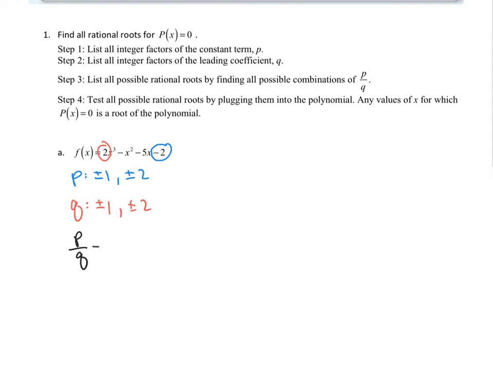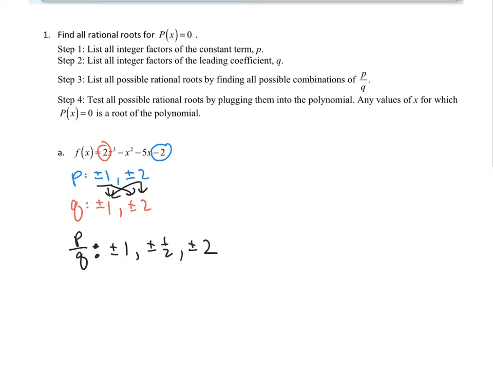First, I am going to take the plus or minus 1 for p, put that on top, and I can have plus or minus 1 over plus or minus 1, and plus or minus 1 over plus or minus 2. That gives me plus or minus 1 and plus or minus 1/2. Then I'm going to take the plus or minus 2 p value, put it over the plus or minus 1. That gives me plus or minus 2. And when I do plus or minus 2 over plus or minus 2, it gives me plus or minus 1, which is already in my list.